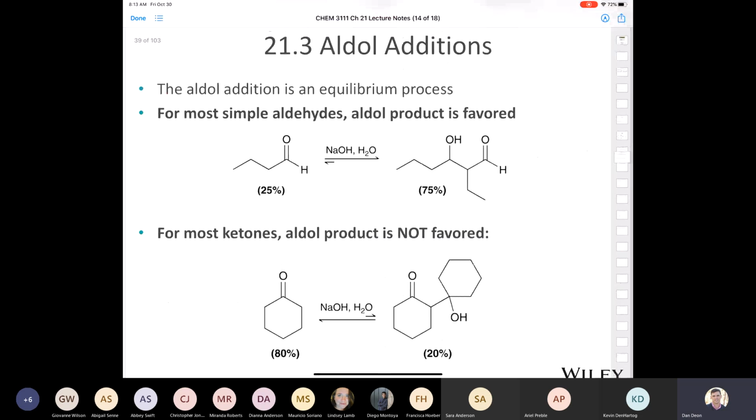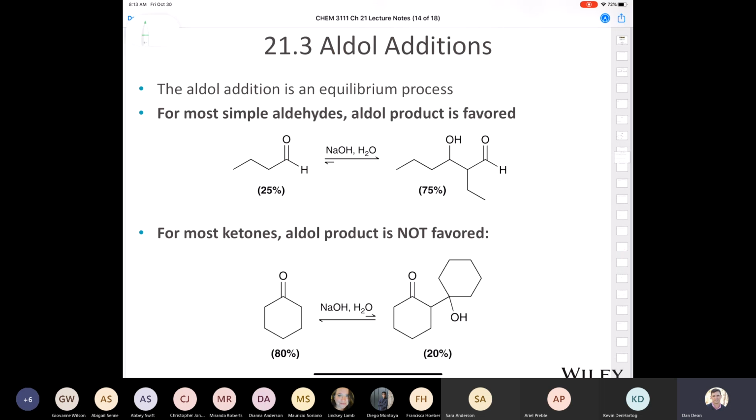Now, what about these aldol additions? Do they work for all aldehydes? Well, for simple aldehydes, like this is butyraldehyde here, or butanal, when you treat that with sodium hydroxide and water, no heat, we end up with the aldol product, the beta hydroxyaldehyde, in a 75% yield. It's a pretty good yield. But if you use something like cyclohexanone, wow, in that case, you don't end up with a very good yield at all, okay? It's an equilibrium, right? And the product simply is not favored. And so you end up with a really low yield reaction, not a very useful reaction.